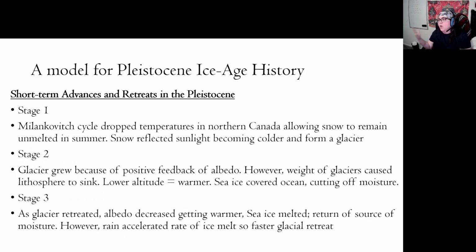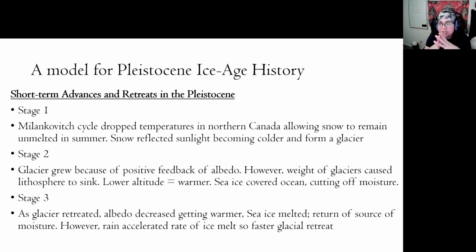So this is a long-term thing that happened to allow the Pleistocene Ice Age to happen, but there are advances and retreats. What I have here is not 100% what happened, but it's an example of what could have happened. For example, the mountain cleavage cycles allowed for dropping temperatures in northern Canada and allowed snow to remain unmelted during the summer. The snow reflected sunlight, becoming colder, and then allowing the formation of a glacier.